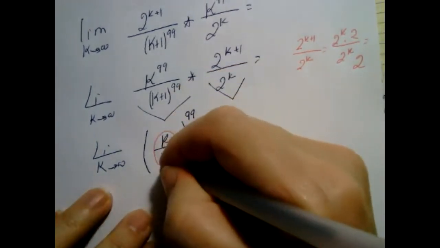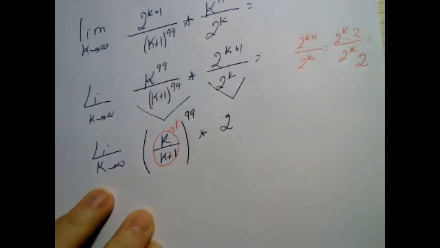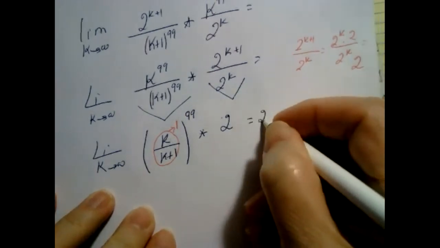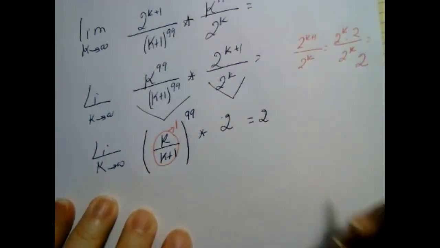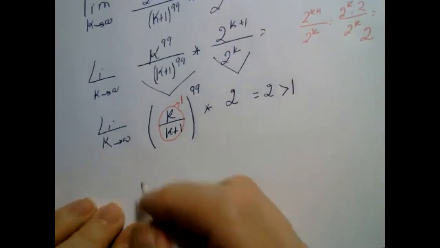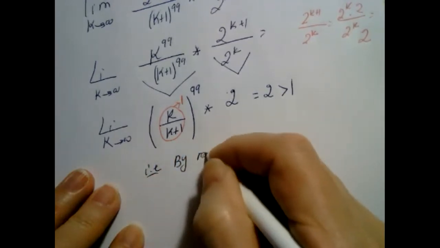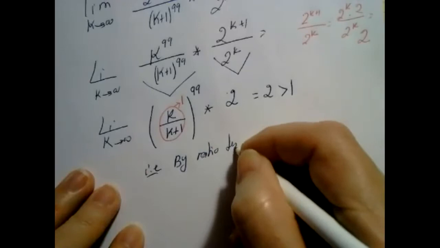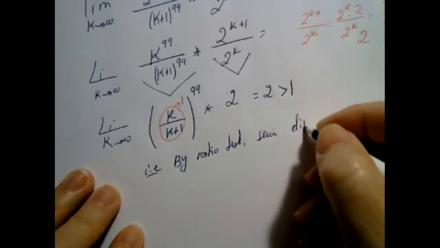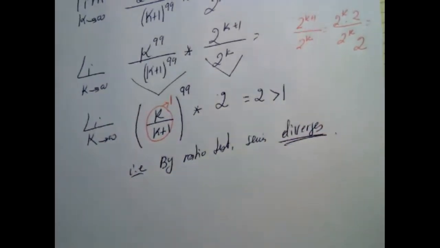This piece right here, when k becomes very large, is going to become close to 1. 1 to the power 99 is 1. The whole thing is equal to 2. This is absolutely greater than 1. It means that by the ratio test, the series diverges. Absolutely diverges.